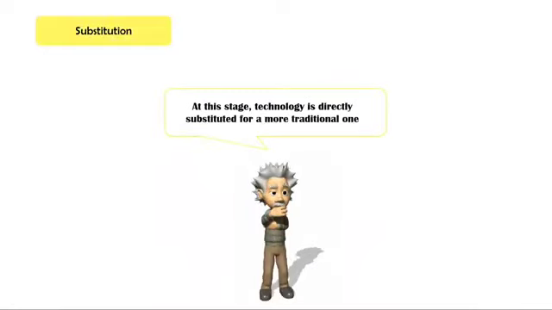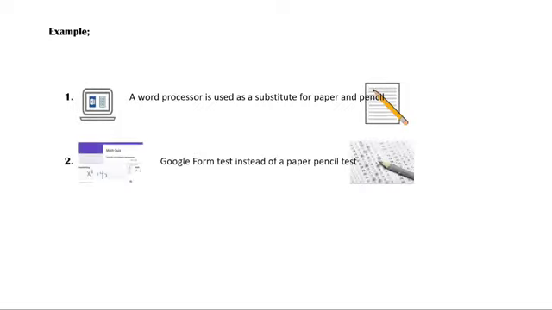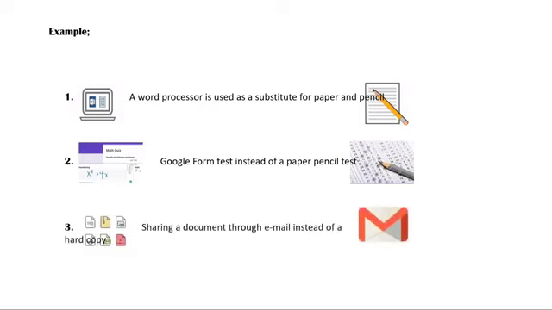The first stage of the SAMR model is substitution. Substitution is when technology directly substitutes for a more traditional one. For example, first, the student uses a word processor to substitute for paper and pencil. Second, the student can use a Google Form test instead of a paper pencil test. And third, the student can share a document through email instead of a hard copy.